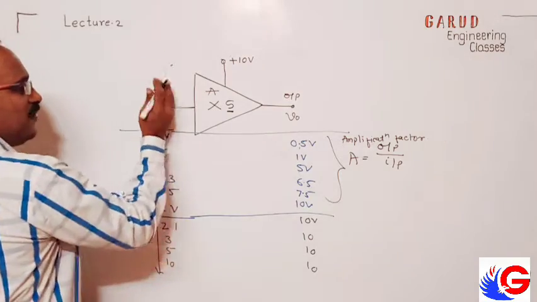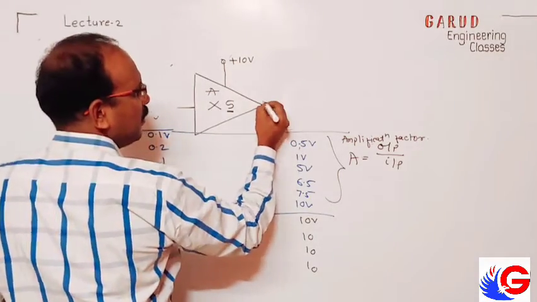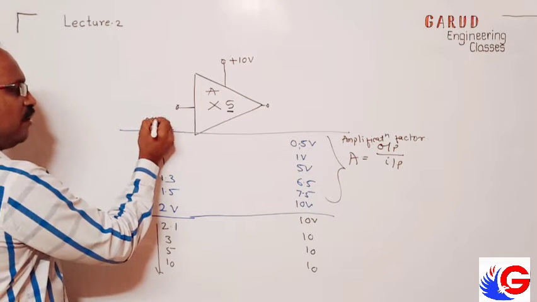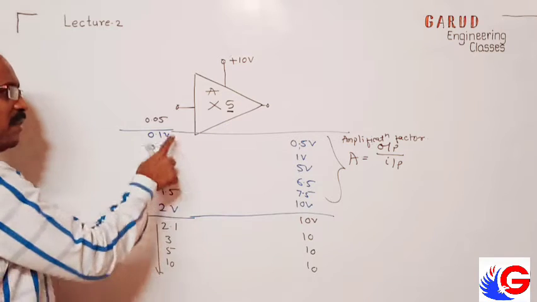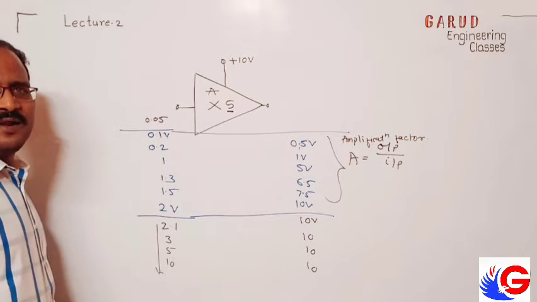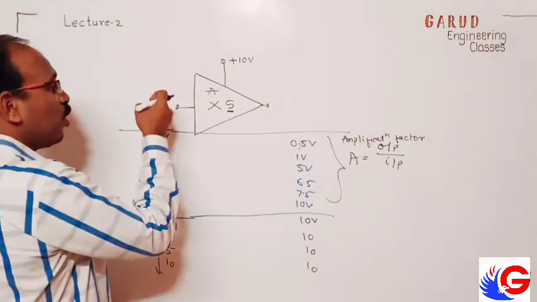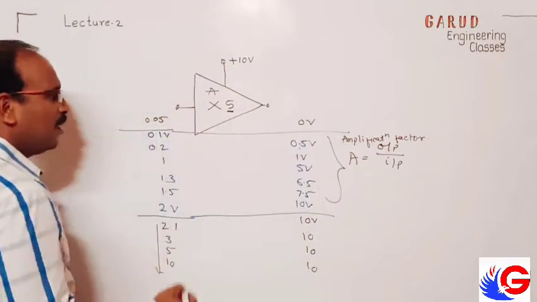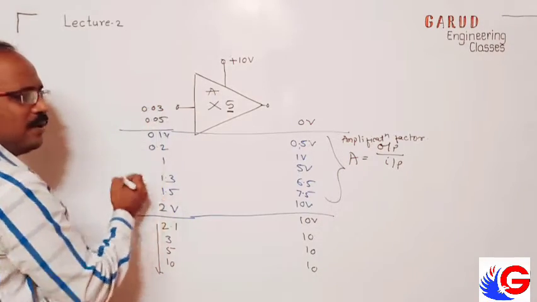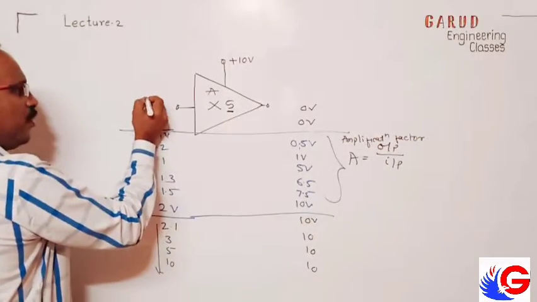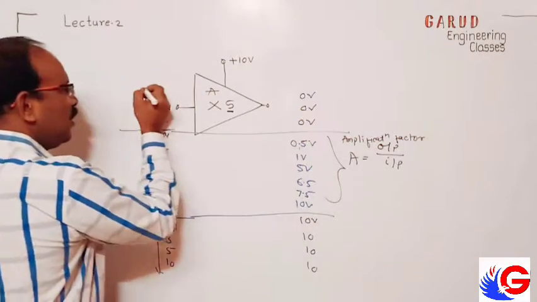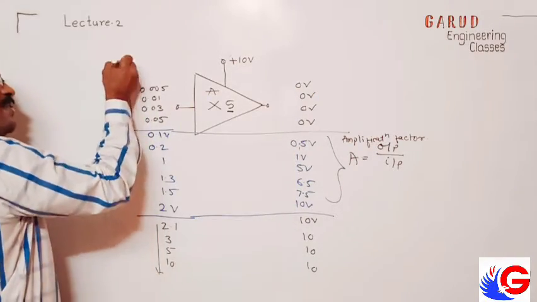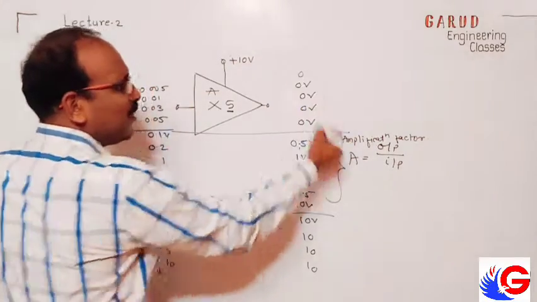Okay, below this, I want to check what will happen. If I say 0.05, this much signal is not picked up from the input side. If the signal is not picked up, it is considered as 0 only. So it is 0 volt. Even if I make 0.03, then also 0 volt, 0.01, then also 0 volt, 0.005, then also 0 volt. Whatever is less than that, it will be 0.